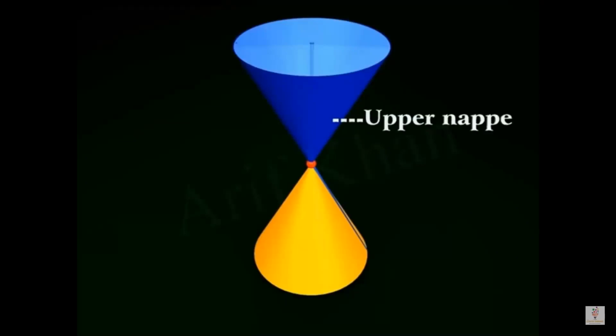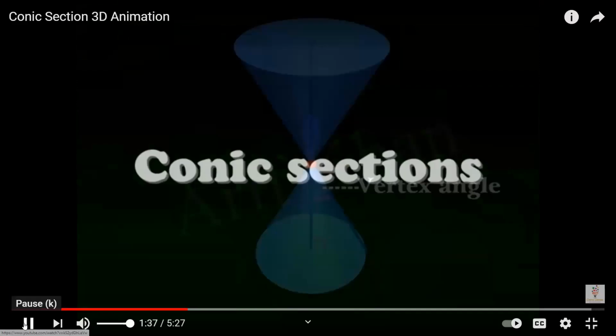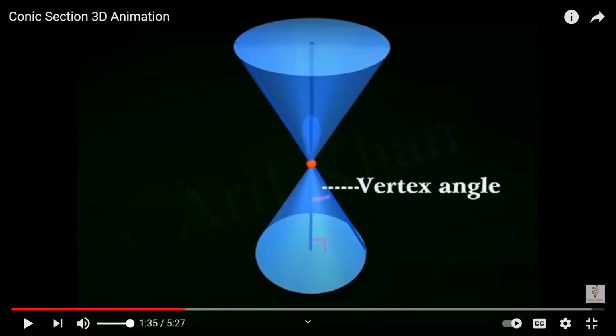ऊपर का नैप को बोलते हैं अपर नैप, नीचे वन इज लोअर नैप. That's why it is known as double napped cone. You can see one angle between the axis and the generator. That angle is known as vertex angle. Just understand that. That's the basic terms.